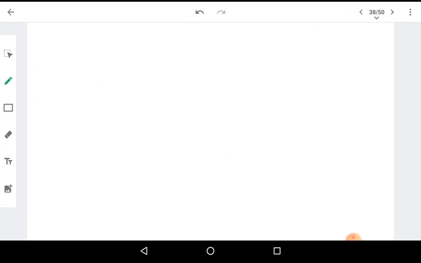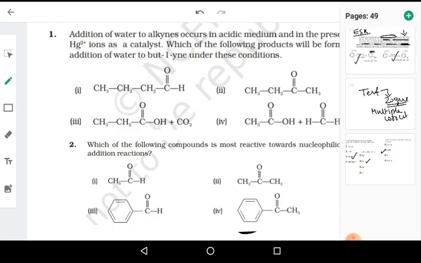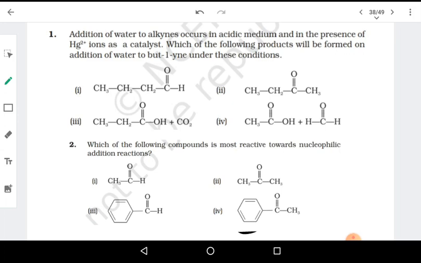Question number 1, that you can do it as a question number 4. Okay, in your paper it should be question number 4. Addition of water to alkynes occurs in acidic medium in the presence of Hg2 plus ions as a catalyst. Which of the following products will be formed on addition of water to but-1-yne under these conditions? Take a moment, write down the reaction once and you will get the answer. You can pause the video and give a trial.